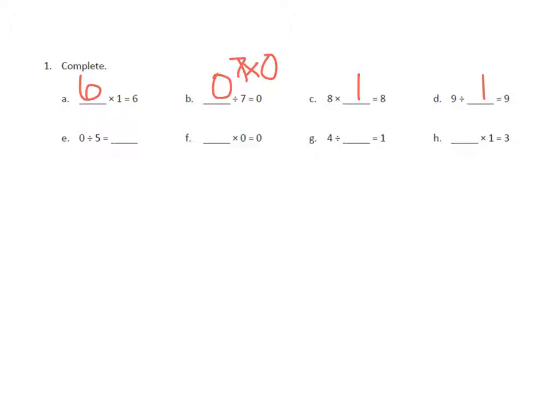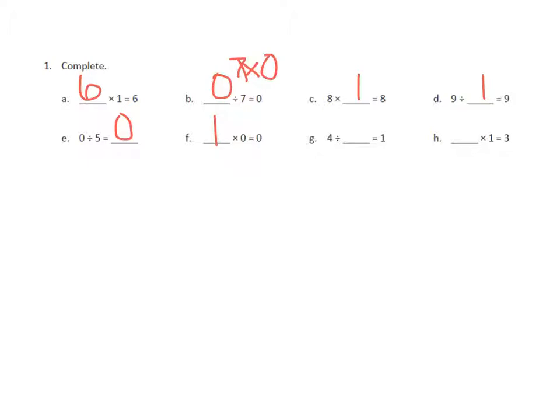Let's take a look at letter E. 0 divided by 5 is going to be 0. Letter F. Something times 0 is equal to 0. Well, I know that anything times 0 is equal to 0, so that could be any number. So you could put any number that you want. I'm going to put 1.